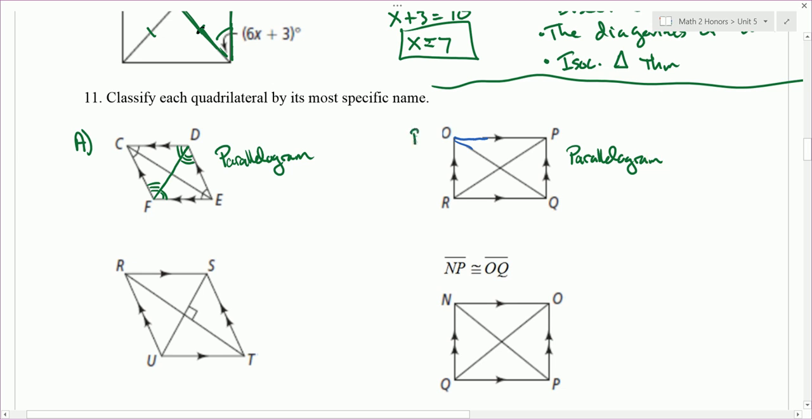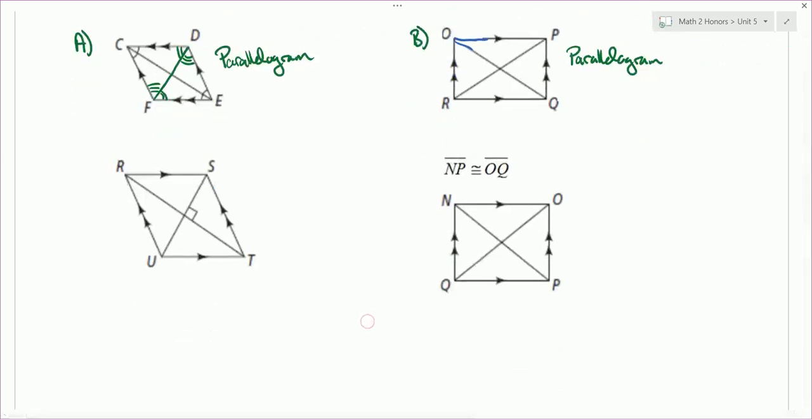I'll call that part B. Next one, part C. Here we have a parallelogram, and the diagonals are perpendicular to each other.